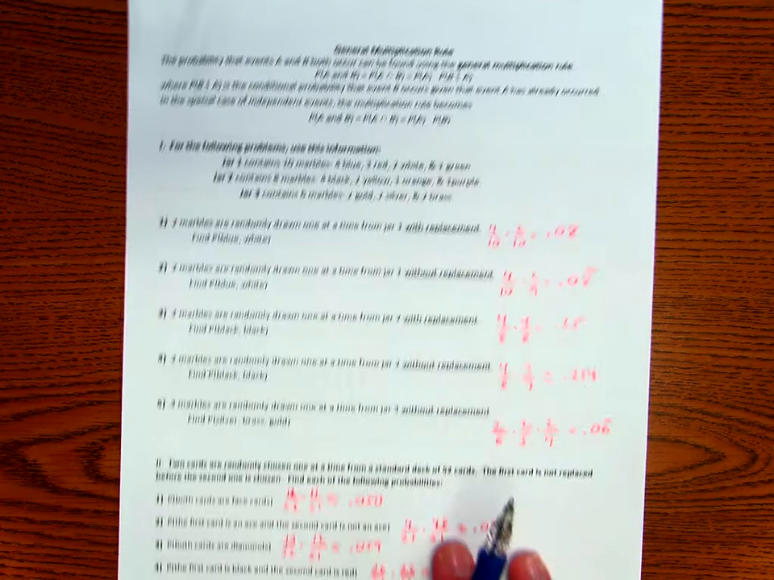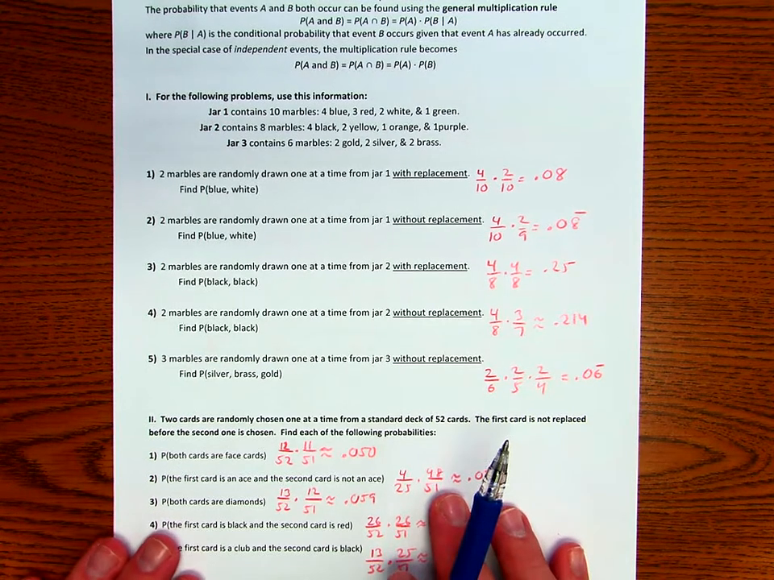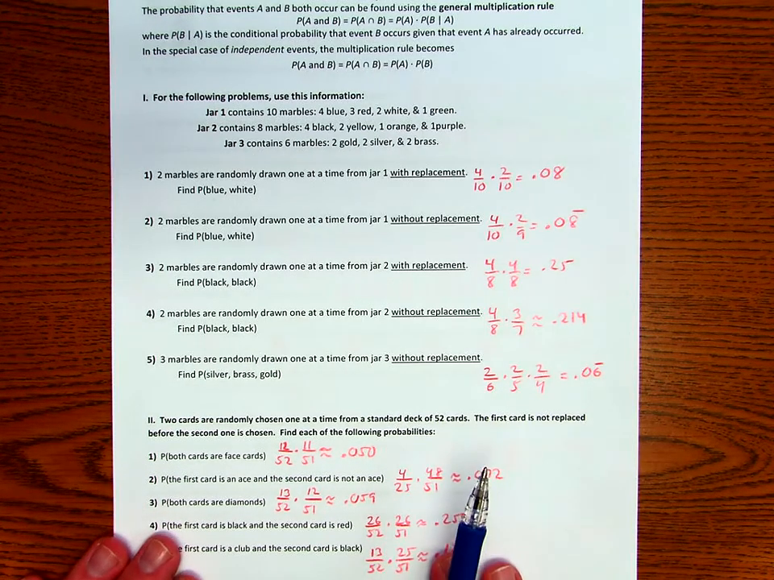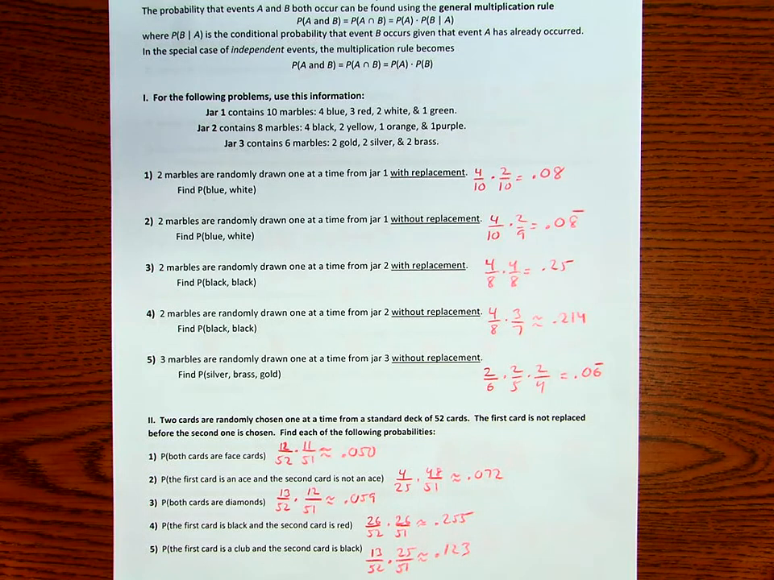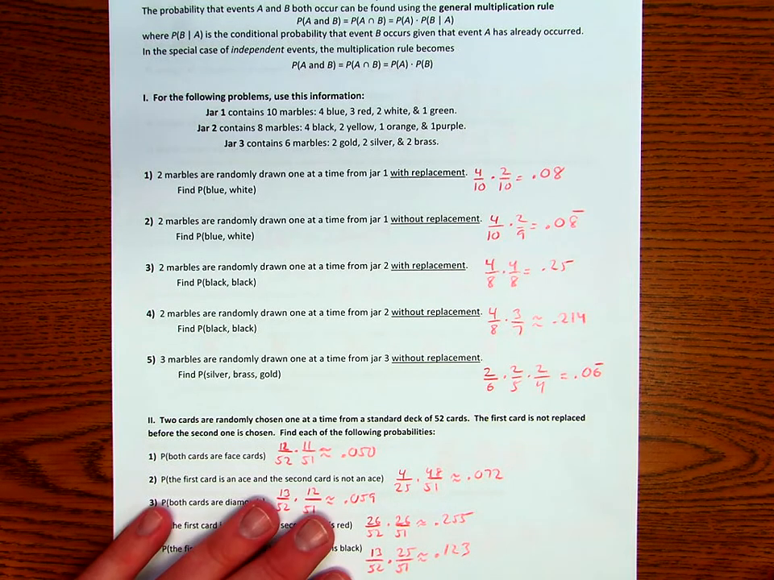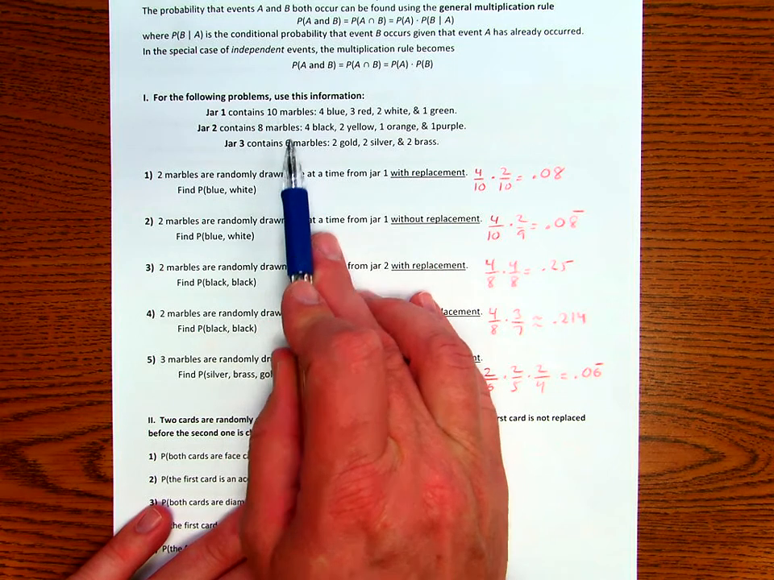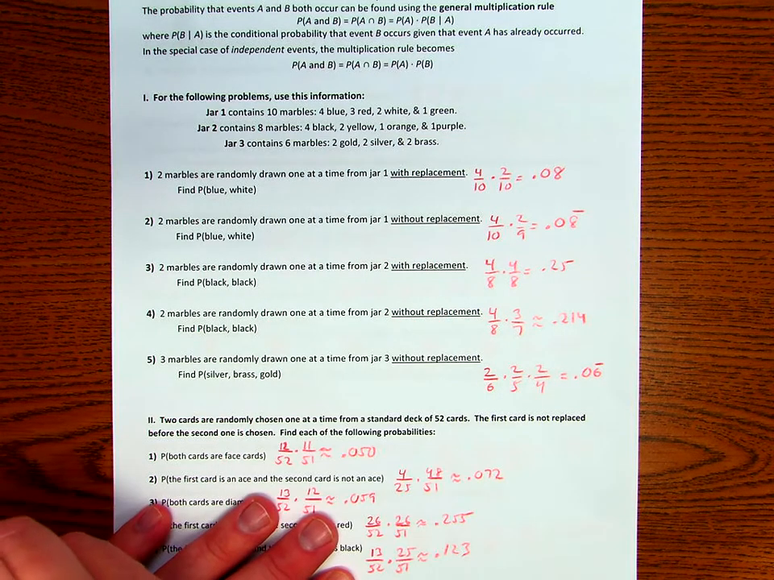All right, starting off with some basic ones that don't necessarily require this rule. We've seen these before, but just identifying, well, when does the first event affect the second event? Okay, so for the following problems, use this information. We have 3 different jars with a number of marbles of different colors in each.